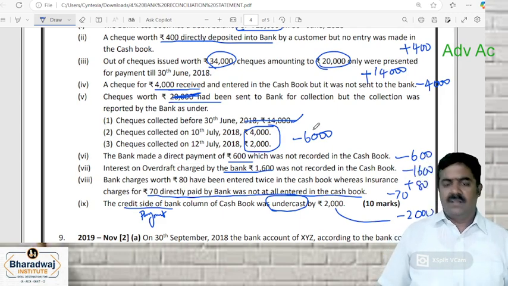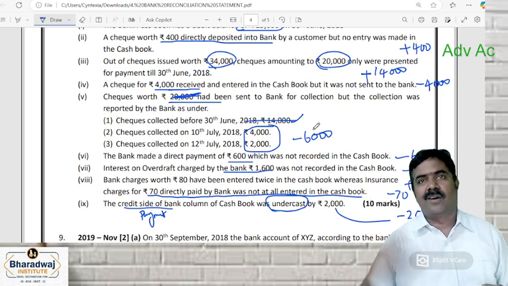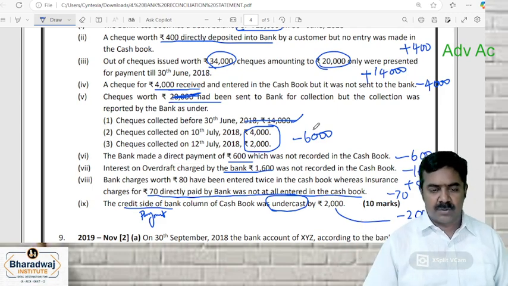Payment side, they entered a lesser amount. Because of that, customer's balance will be more. According to that, we have to adjust. We should add 2000, but OD starting point minus 2000. Adjust and tell me the answer.